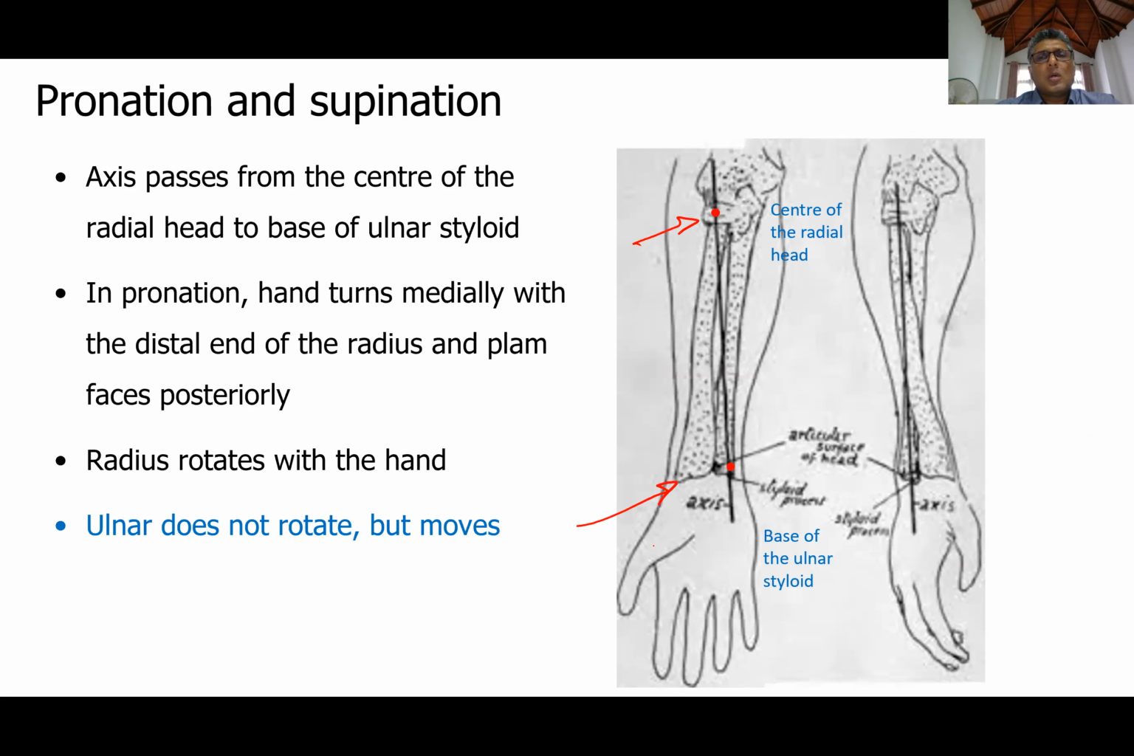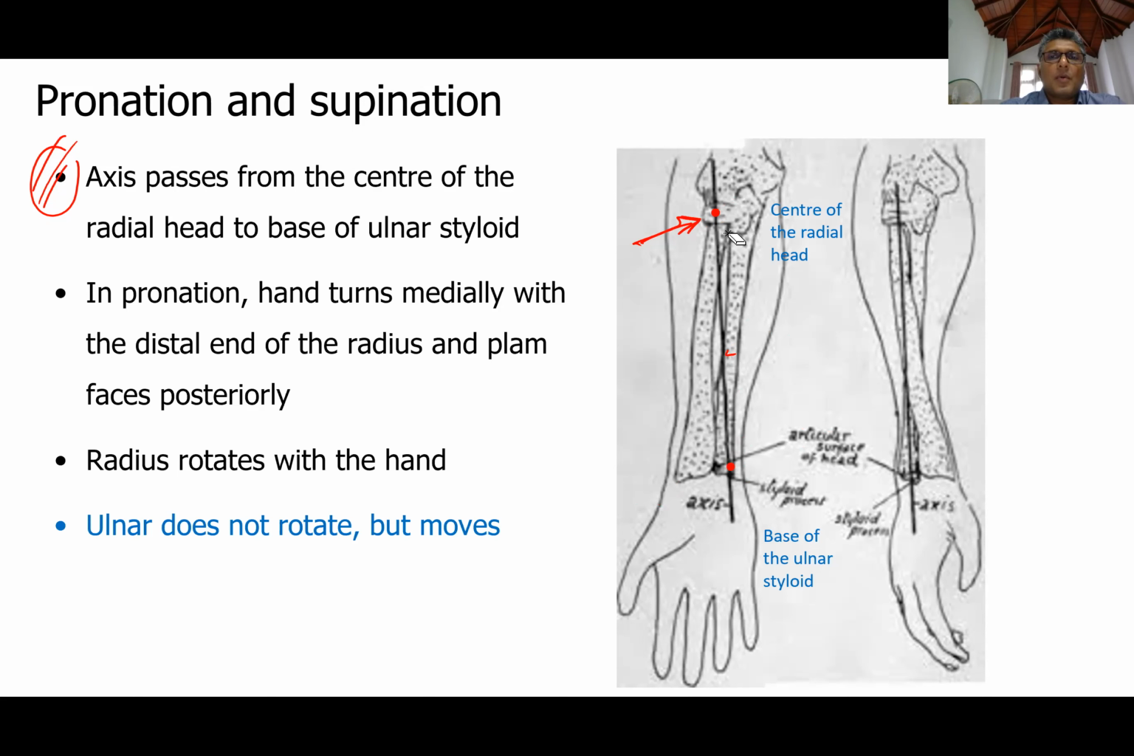So if you are asked to describe pronation and supination, which was there in one of your past questions, all these points have to be there. And importantly, the axis. The axis of pronation and supination passes from the center of the radial head to the base of the ulnar styloid. So this is the axis of pronation and supination. It's an oblique axis.